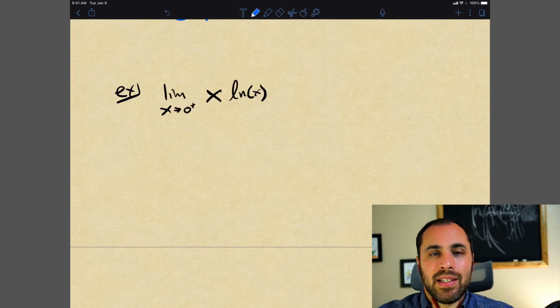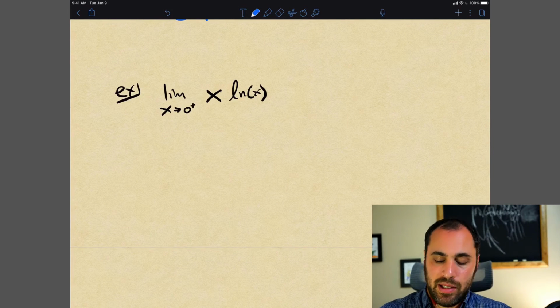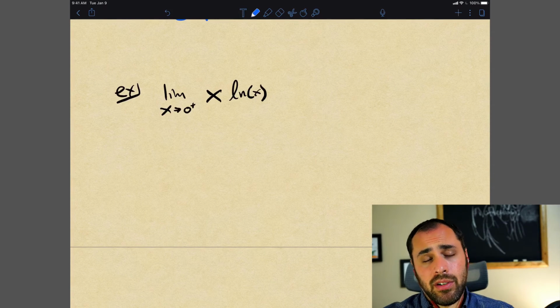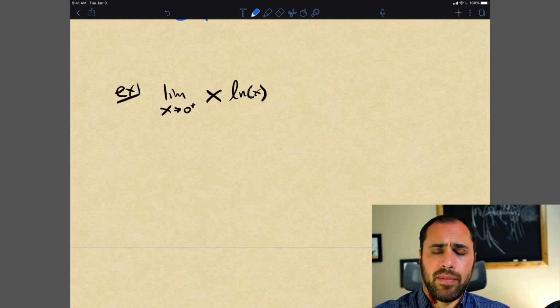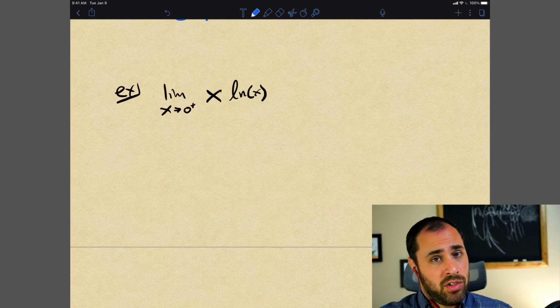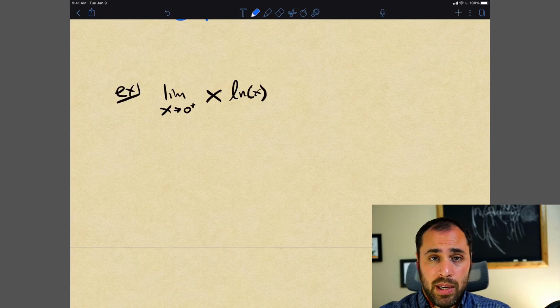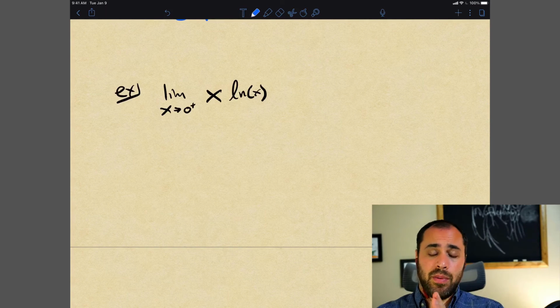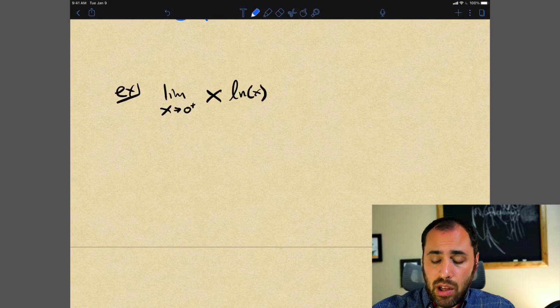Now the last example looks a little bit out of place here. This is not a ratio. So let's look at what we've got. We want x to go to 0 from the right, and that's important because ln doesn't have 0 or any negative numbers in its domain. But if x is getting close to 0 from the right, we can talk about the values of natural log.